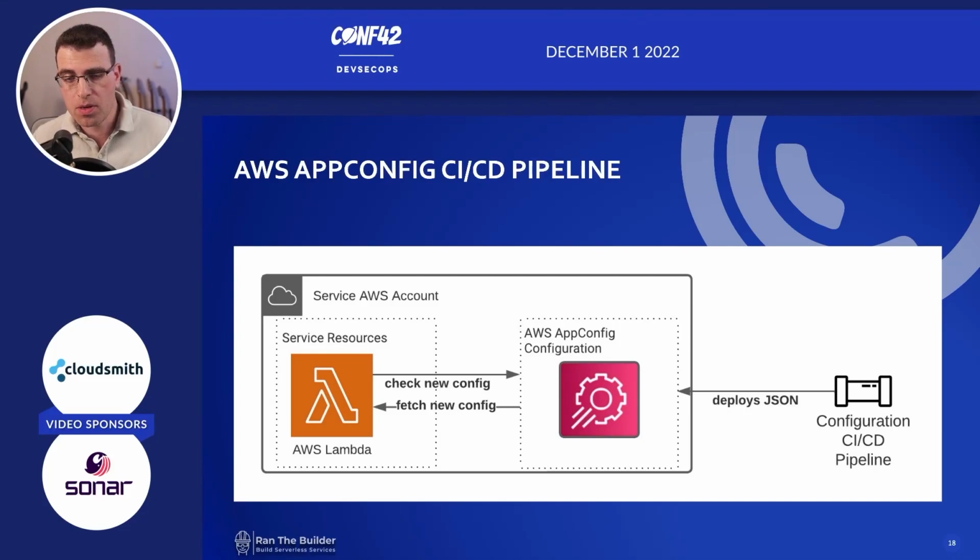Now we're going to bring up the dynamic diagram from before. Here you can see that we're now deploying a JSON file that is translated into an AWS AppConfig configuration resource. My Lambda is going to check for new configuration from AppConfig and fetch the values at runtime with an API call.